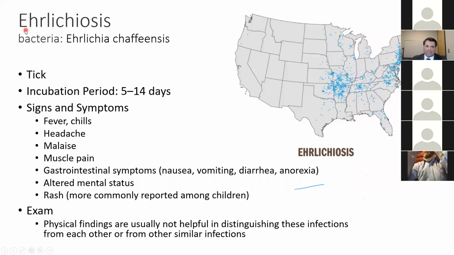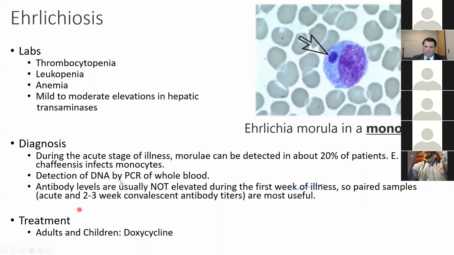And here we have ehrlichiosis, and you can see the geographic distribution for this one is a little bit different. It's not as high up as the others. So Ehrlichia, it's a tick-borne illness, incubation period less than 2 weeks here. Signs and symptoms, again, not very helpful as far as distinguishing it from the others. And now we have a different cell type. So we have a monocyte.